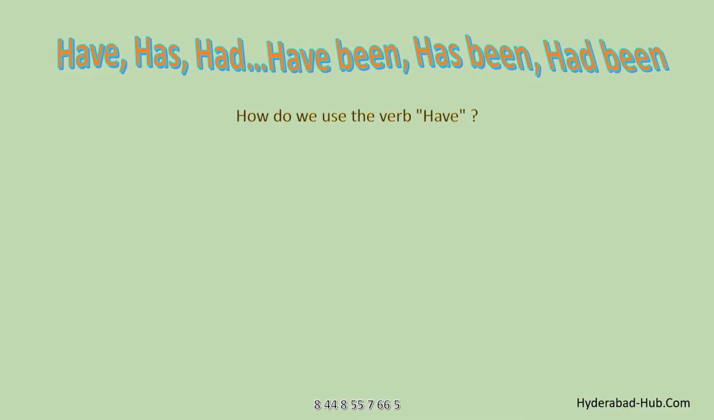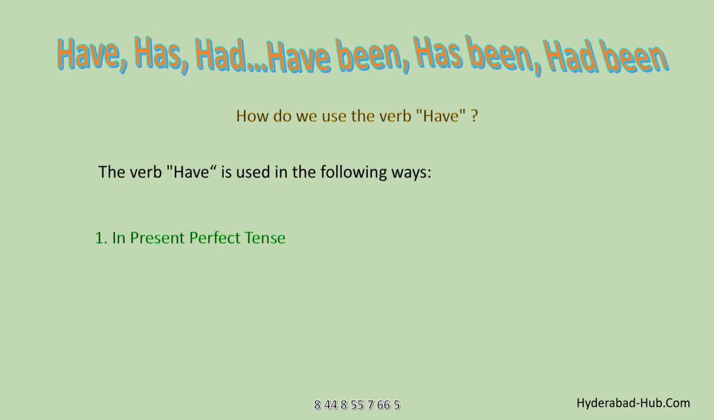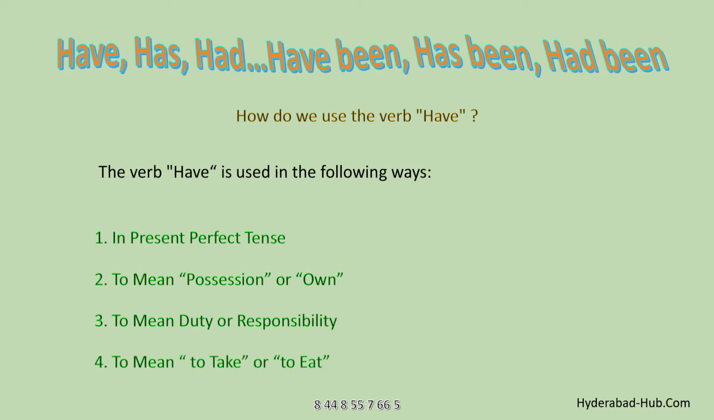How do we use the verb have? Have is used in the following ways. 1. In the present perfect tense. 2. To mean possession or ownership. 3. To mean duty or responsibility. And finally, 4. Have is used to mean to take or to eat.